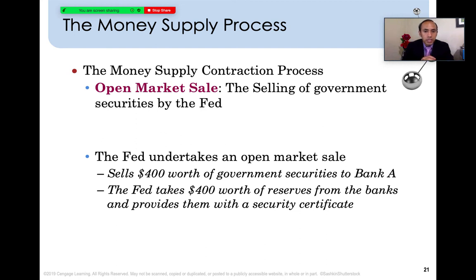So if the Fed undertakes an open market sale, it's going to sell $400 worth of government securities to Bank A. The Fed is going to take $400 of actual cash reserves, actual currency, from the bank and provide them with a certificate. Here's your certificate that's worth $400, and we're going to take your actual cash reserves. That's an open market sale, open market operations of selling government securities, which is going to contract the money supply, because you're taking away money from the banks. You're taking away their ability to lend, and instead the Federal Reserve gives them a certificate.